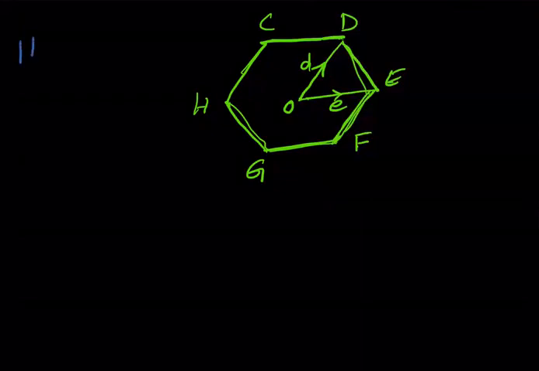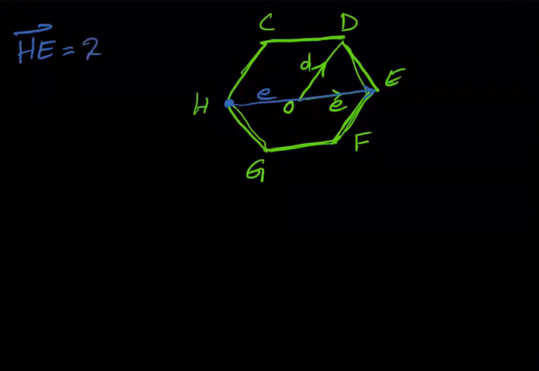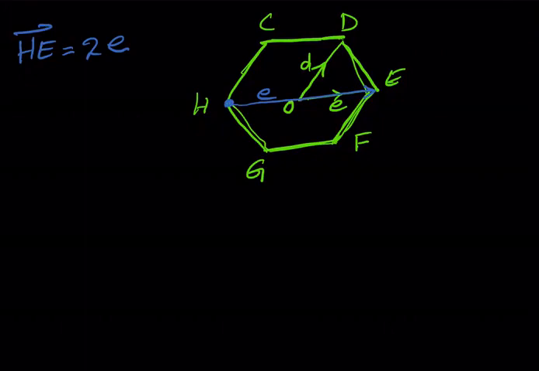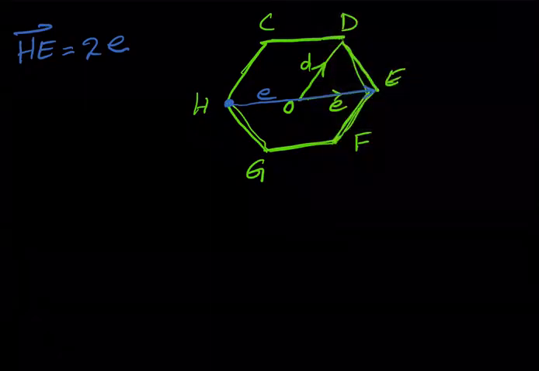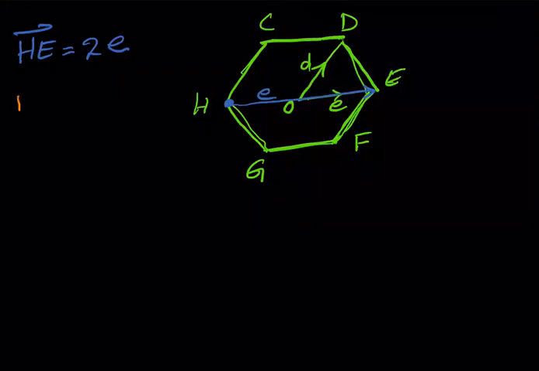So to do HE, it's basically from here going to there. As you can see, it's the same direction as OE, and because it's a regular hexagon and O is the center, this part here is E as well. So HE is going to be 2E. Okay with this? Hopefully.